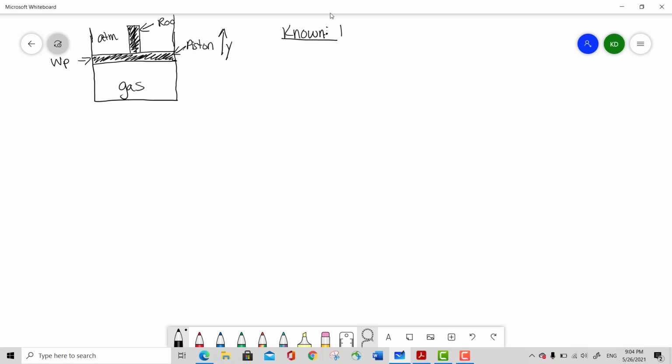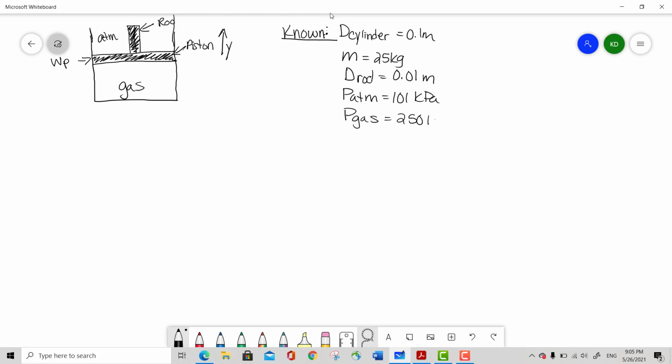So we know that the diameter of the cylinder is 0.01 meters. The mass is 25 kilograms. The diameter of the rod is 0.01 meters. The atmospheric pressure is 101 kilopascals. And then the gas pressure is 250 kilopascals.